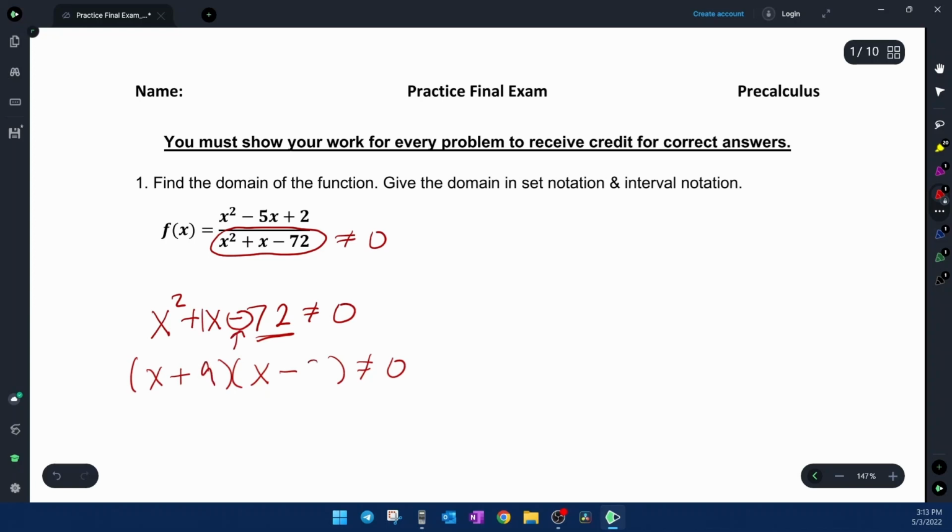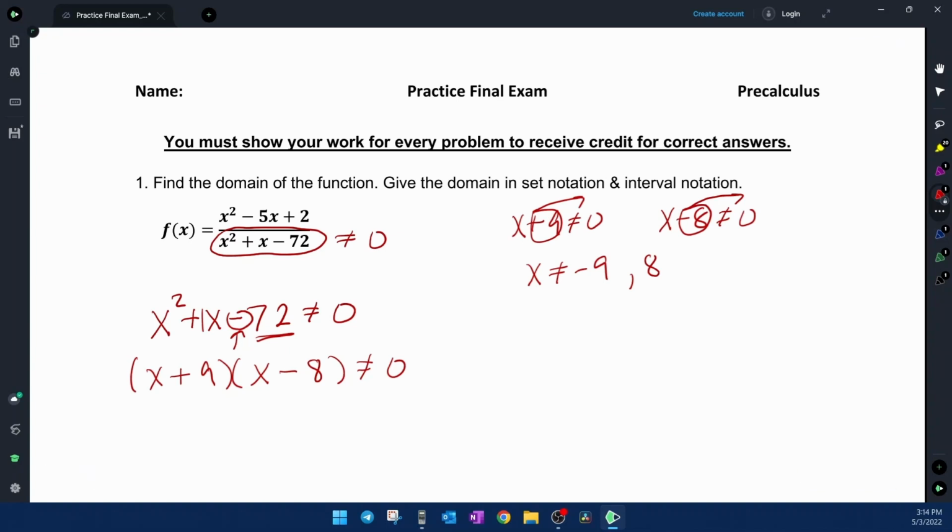That would be 9 and 8. 9 minus 8 is positive 1. Negative 8 times 9 is negative 72. And then I'm going to set each one of these factors not equal to 0. And then solving will tell me what x cannot be. Moving the plus 9 over, we see that x cannot be negative 9. And moving the negative 8, x cannot be 8.